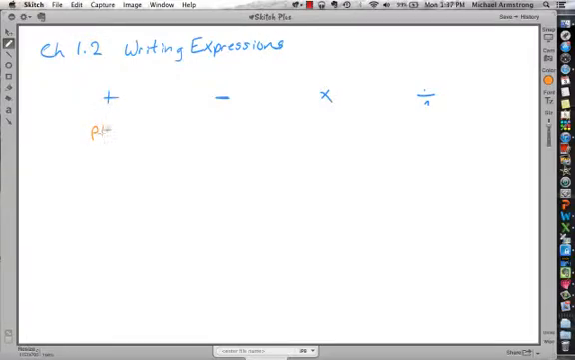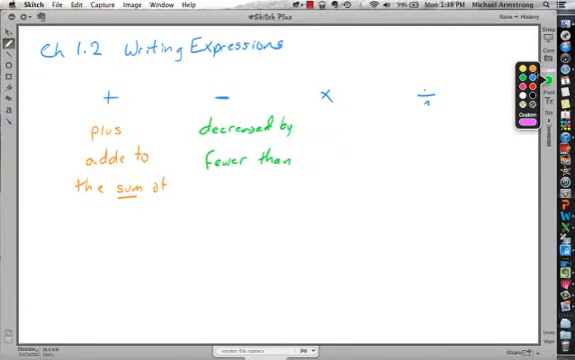It could use the word plus. That obviously is addition. Or it could say added to. You might find words like the sum of. And we need to understand that sum is an addition type of sentence or phrase. Subtraction phrases, things like decreased by, or fewer than. There are others. You have to just kind of get used to these ones.